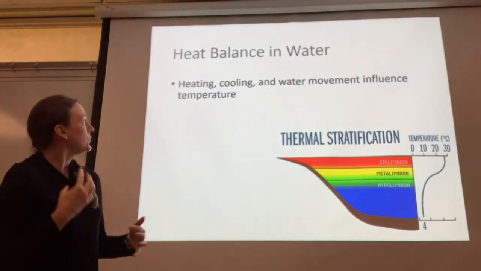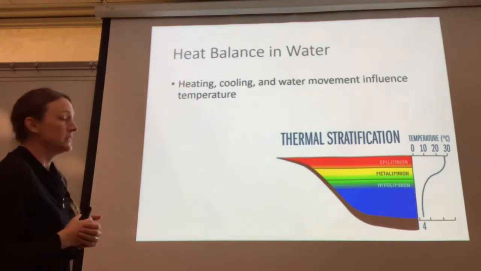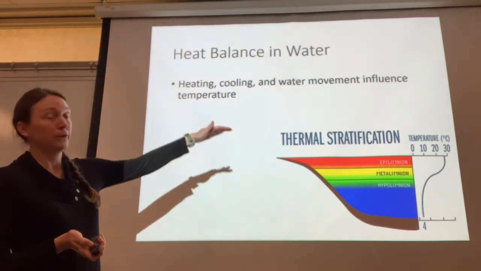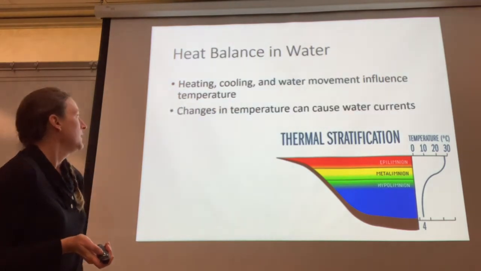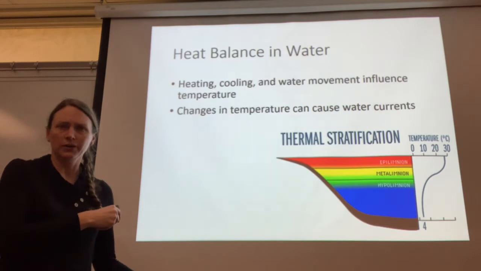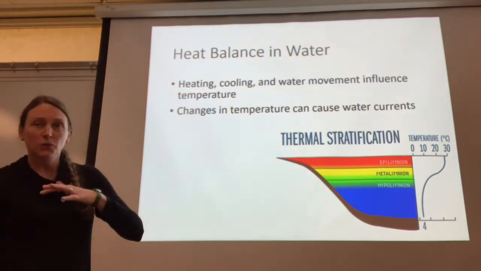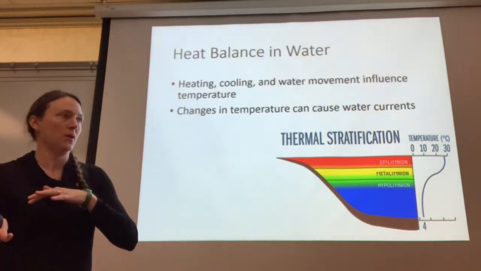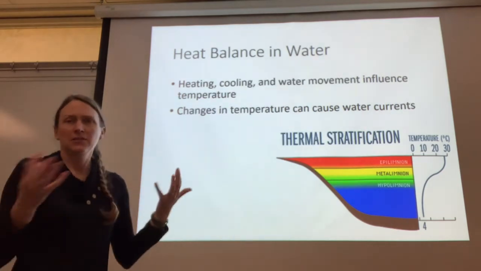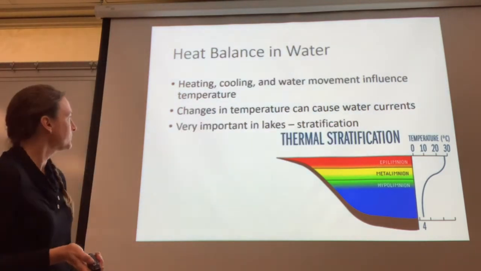Heating, cooling, and water movement all influence the temperature of water. This is really important in lakes that go through what's called a thermal stratification. So changes in temperature can also cause water currents. The movement of the water can change the temperature of the water, but the temperature of the water can actually cause water movement. So there's this feedback going on.